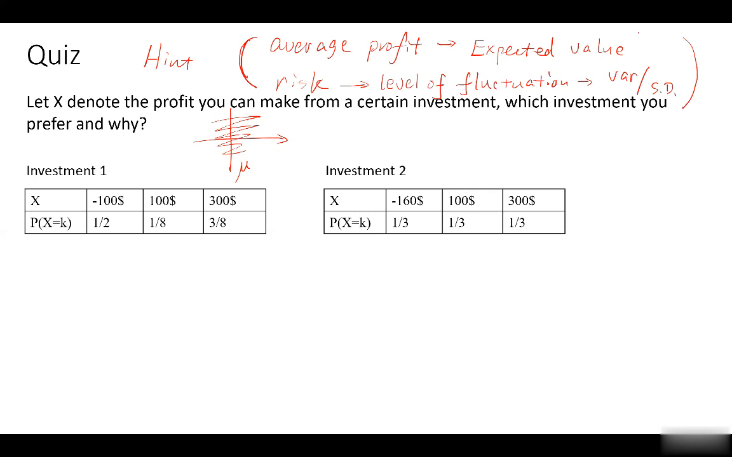So in investment, usually we want higher average profit and lower risk, right? So which one do you prefer? You need to compare their expected values and risk. Okay, I'll give you 5 minutes to think about this.